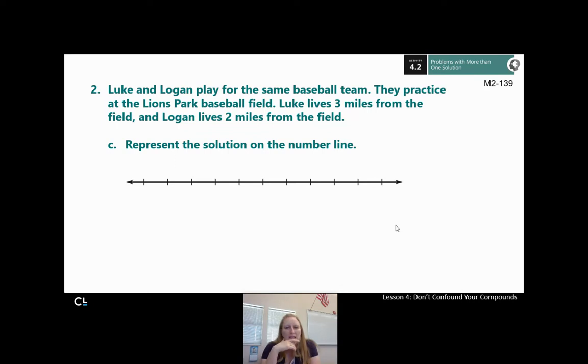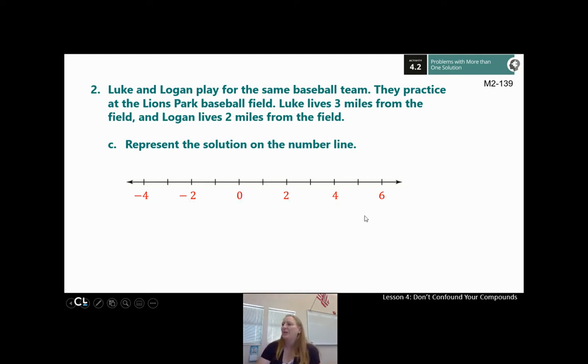Let's represent this solution on a number line. This is trickier, so I'll give you some time to muse on it, have some thoughts on it, and then hit play when you're ready to see what I've come up with. So first of all, I need to number my number line. That was the first thing I did. I numbered my number line -4, -2, 0, 2, 4, 6.